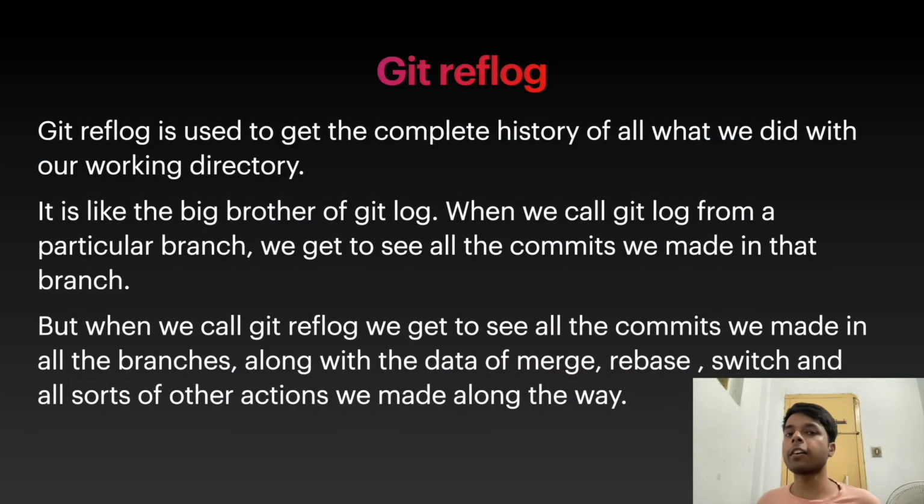Now let's look at git reflog. We have already seen git log. Git log tells you about all the commits you have made in a particular branch. If you type git log, then it will tell you all your history of commits. Git reflog is like the big brother of git log. It tells you about all your history of all the branches, of all your commits, and also the merging actions or switching actions. Every type of action that you have made in your working directory, it tells you about that.